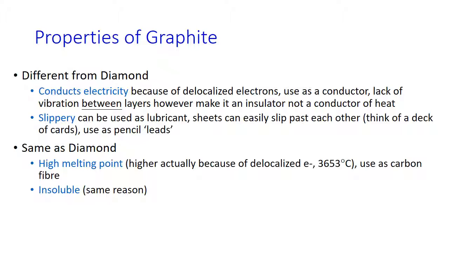It conducts electricity because it's got this delocalized electron. It's slippery because the layers can slide against each other, but it also has a high melting point due to the fact it's still bonded to three other carbons. And it's also insoluble for the same reasons as diamond in the previous slide.